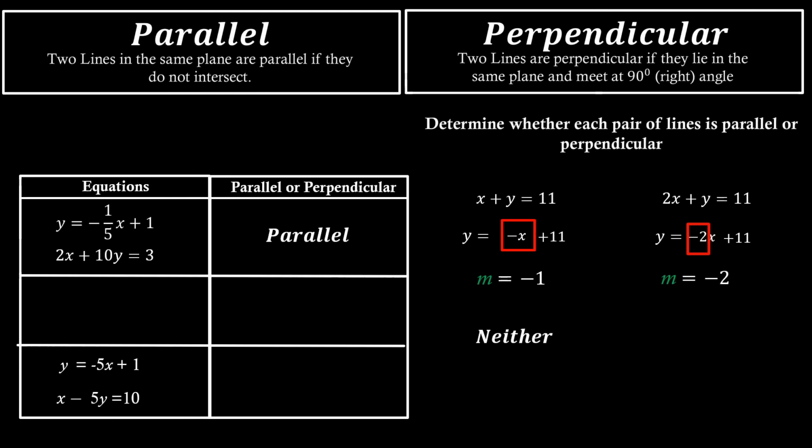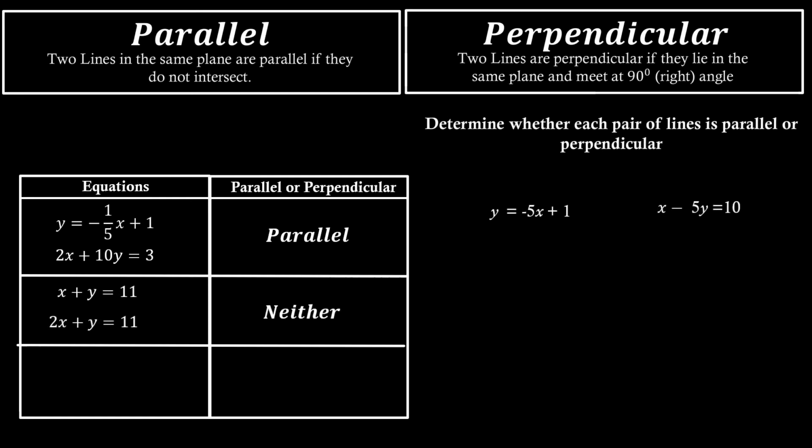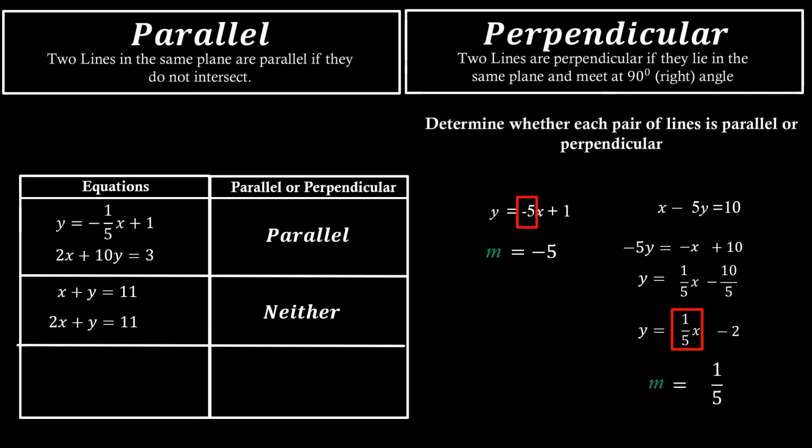nor perpendicular. Finally, we have y equals -5x plus 1 and x minus 5y equals 10. For the first equation, we can see the slope is -5. For the second equation, we subtract x from both sides to get -5y equals -x plus 10. Then we divide both sides by -5 to get y equals 1/5x minus 10/5, or y equals 1/5x minus 2. So the slope is 1/5.